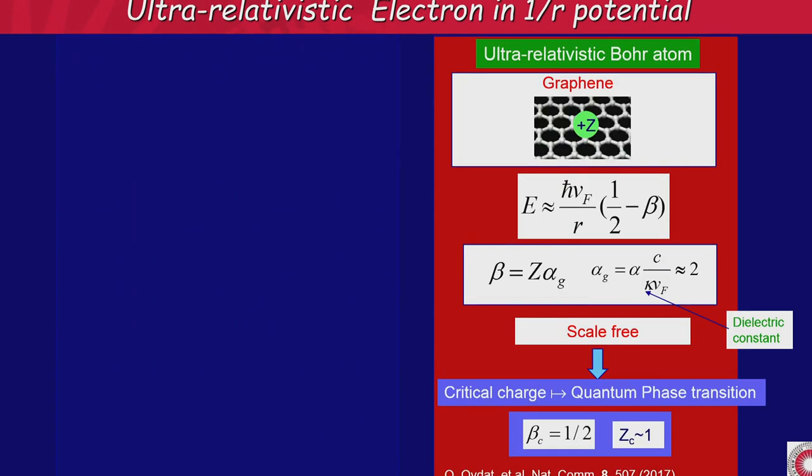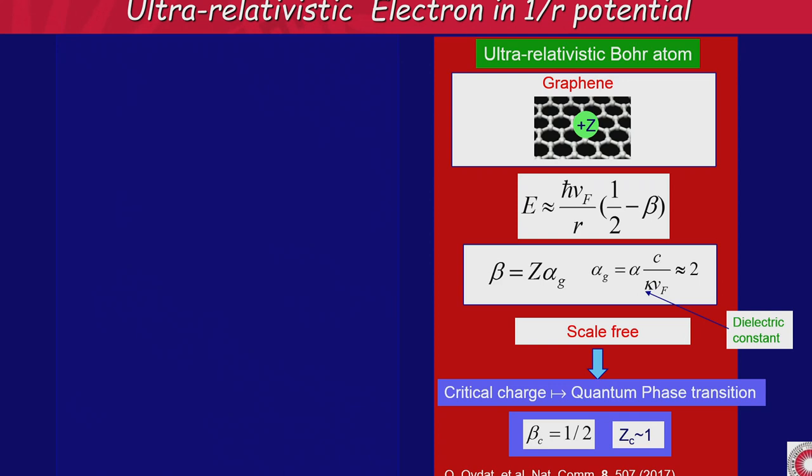Okay, so now let's put graphene here. So E is h bar v_F over r times 1/2 minus beta. Beta here is the Coulomb coupling constant for graphene. So Z is the charge. But the fine structure constant now has to be replaced. The effective fine structure constant for graphene has to be renormalized by the Fermi velocity. So you have to replace the speed of light by the Fermi velocity. And something amazing happens when you do that. You also need the dielectric constant here. The effective fine structure constant for graphene is 2. It's huge. So if we were made out of graphene, we would not exist because there wouldn't be any periodic table.